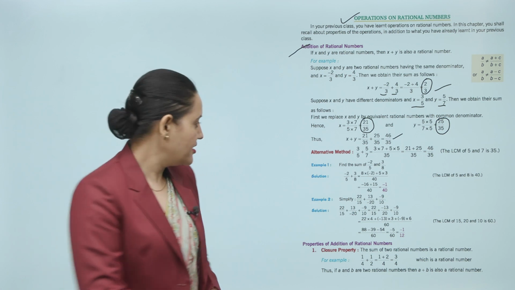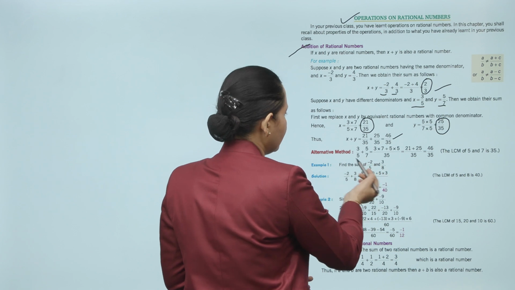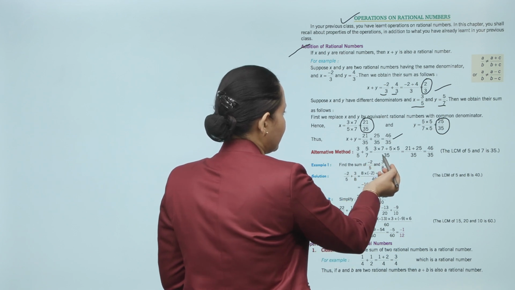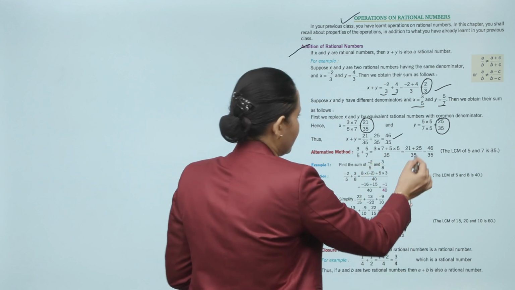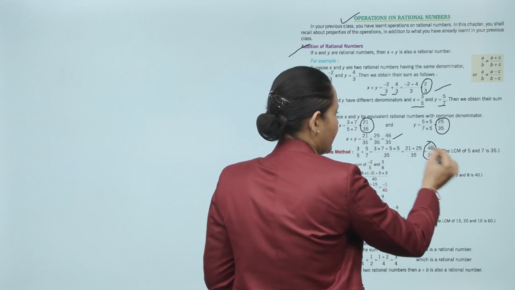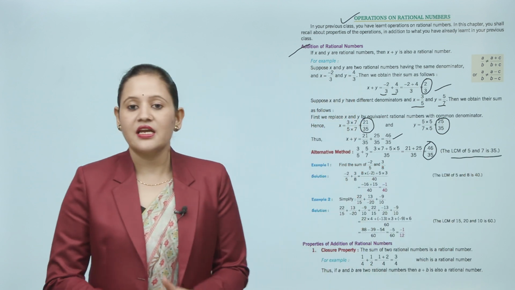Alternative method: 3 upon 5 plus 5 upon 7, the LCM is 35. We divide the denominator into 35 and get 7, and multiply with the numerator: 3 into 7 plus 5 into 5. The answer is the same, 46 upon 35. Here we take the LCM of 5 and 7, which is 35.